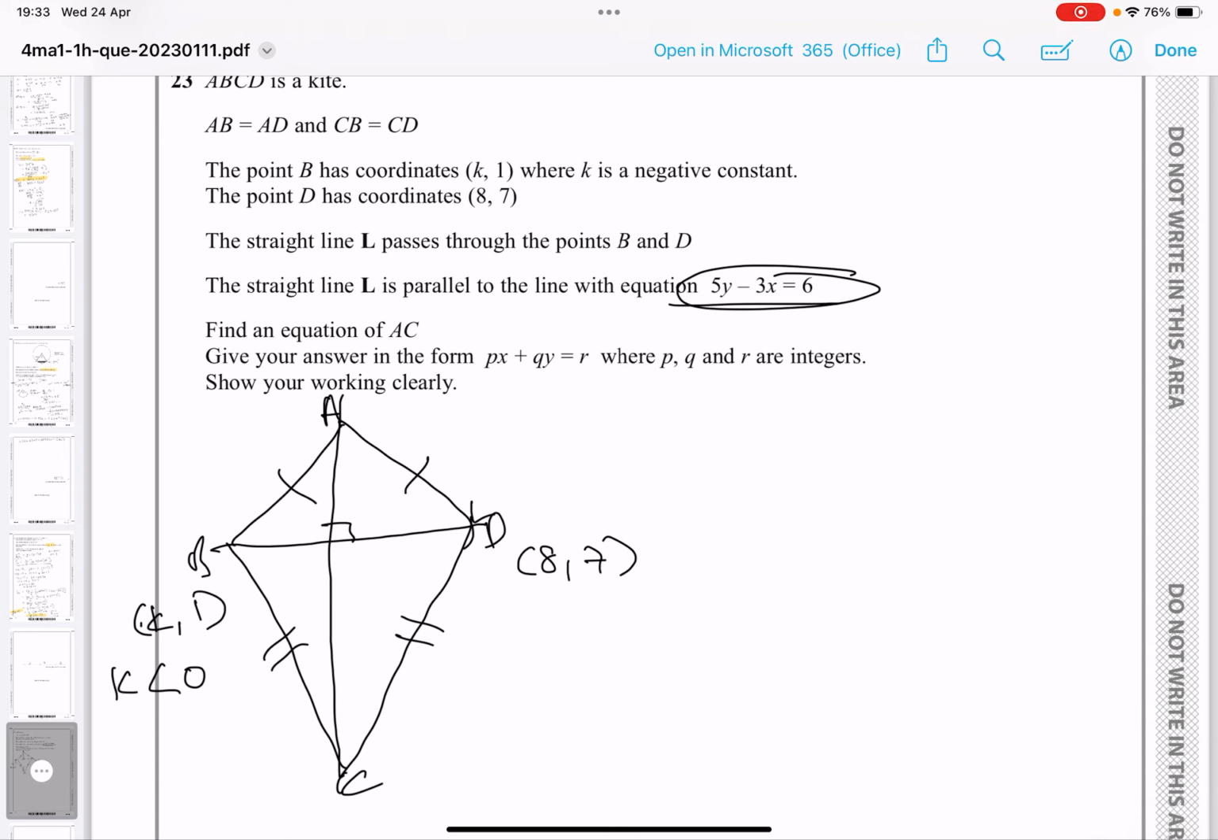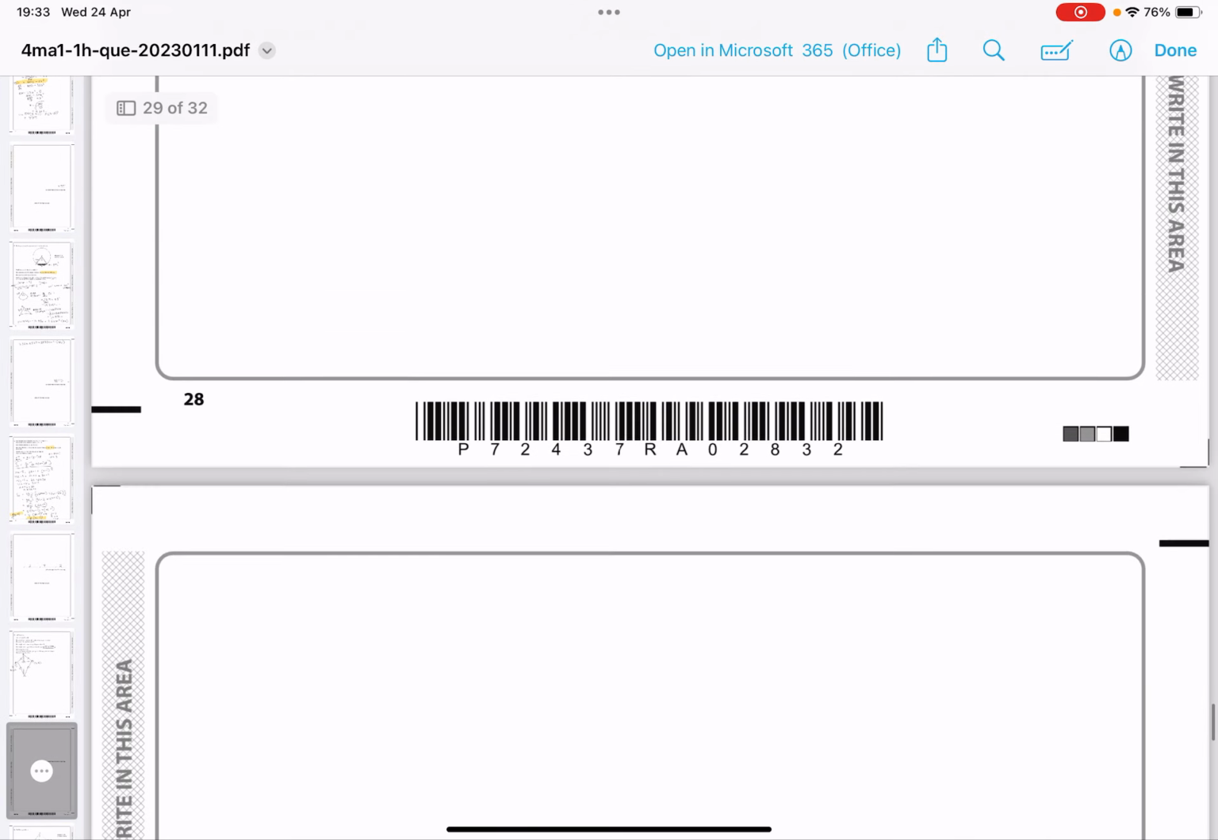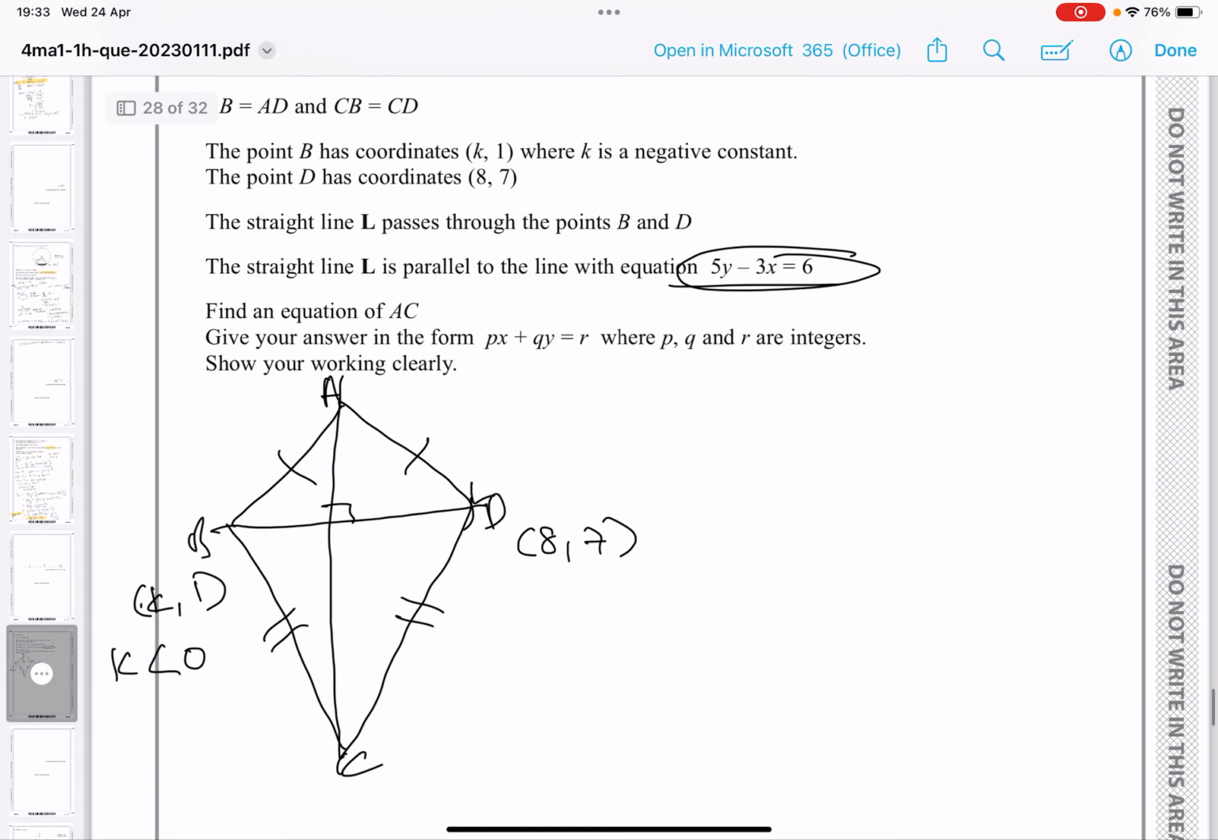Now, again, this is quite a long question. 6 marks. So let me talk you through my process and then we'll work through it together. Okay, so as I mentioned earlier, L is passing through B and D. Okay, we've got line L. That's not the equation of line L. We have to be careful. It says it's parallel to the line with the equation 5y minus 3x equals 6.